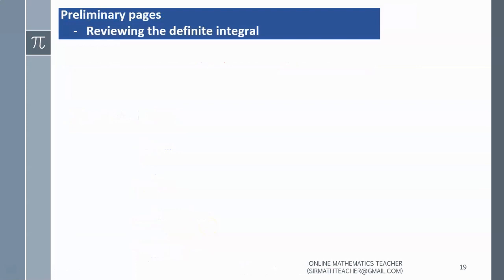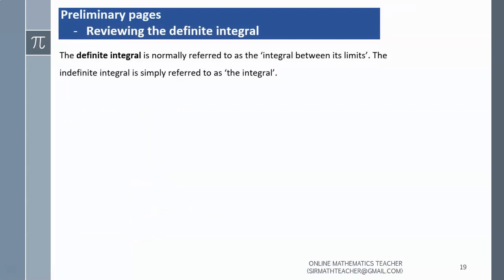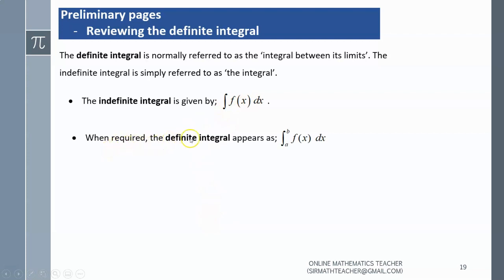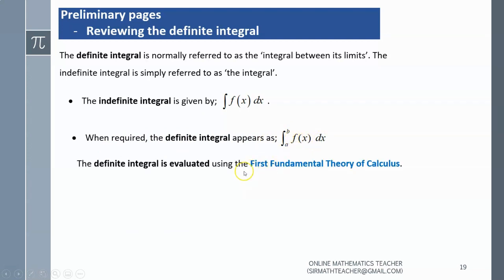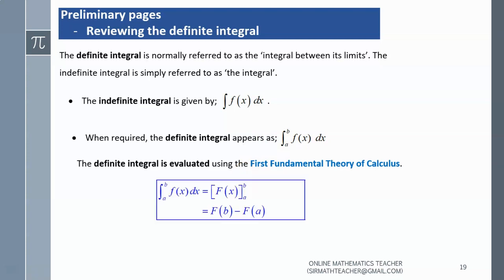Reviewing the definite integral. The definite integral is normally referred to as the integral between its limits. The indefinite integral is simply referred to as the integral. The indefinite integral is given by the integral of f(x) dx. When required, the definite integral appears as, well, you have your terminals a and b, f(x) dx. The definite integral is evaluated using the first fundamental theorem of calculus, written as the following.